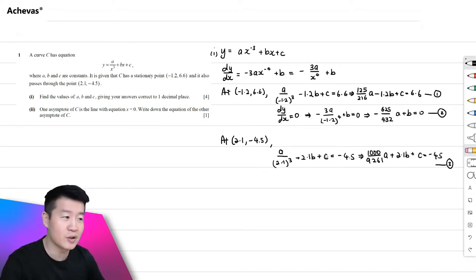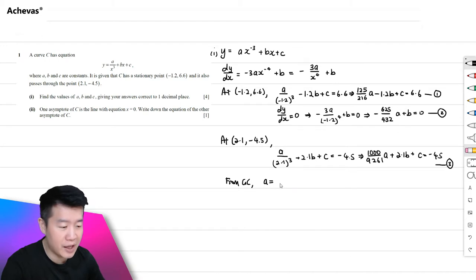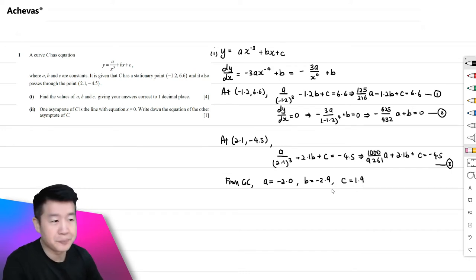And I just need to press all these three equations into my graphing calculator. So from my GC, I will be able to get the values for a, b, c. My a is 2.0 to one decimal place, b is minus 2.9, and c is equal to 1.9. Okay, so this is part one. A pretty okay question, except that to me, the inconvenience are the numbers that are given to us. Part two is pretty okay, I think.